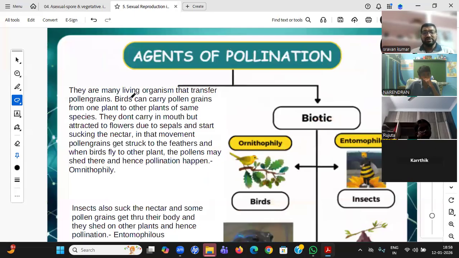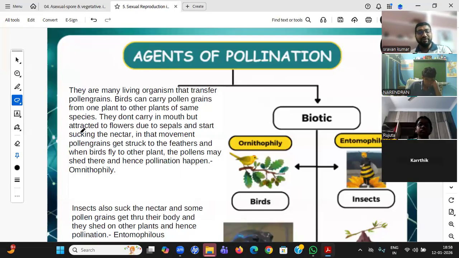As we see, many living organisms transfer pollen grains. Suppose birds. Birds can carry pollen grains from one plant to another plant of the same species. What does that mean, student? I'll just confirm whether it is hibiscus to hibiscus or hibiscus to papaya. I am assuming it may be hibiscus to papaya also. Anyhow, I'll confirm it. As I always say about biology, I need some time to go into more depth. First of all, student, this is wrong. They don't carry it through the mouth.